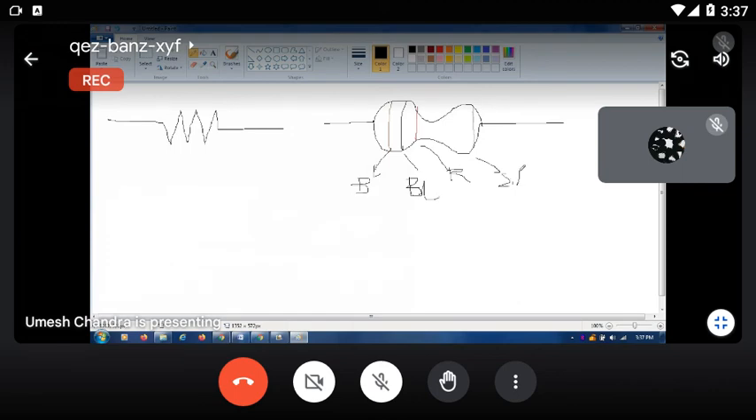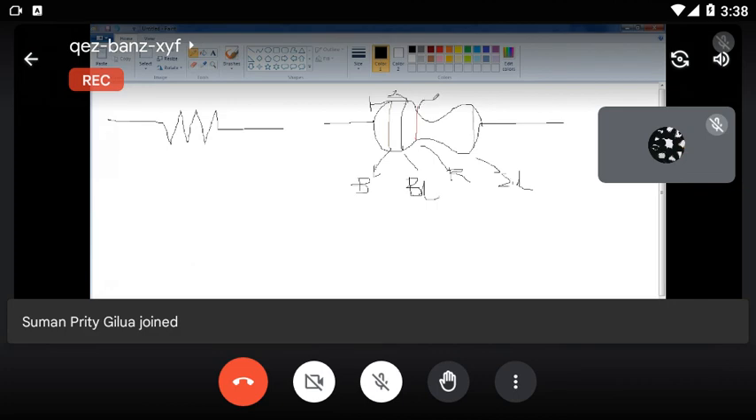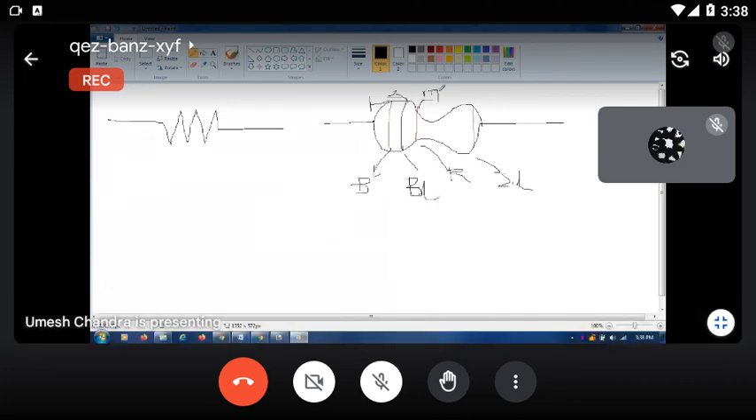And what is the resistance value? 10 into 10 squared, plus or minus 10%. How 10 into 10 squared? Here, this resistor is a four color band resistor. The first color you take as a digit or number. The second color also you take as a digit or number. The third color is your multiplier. And the fourth color is tolerance.